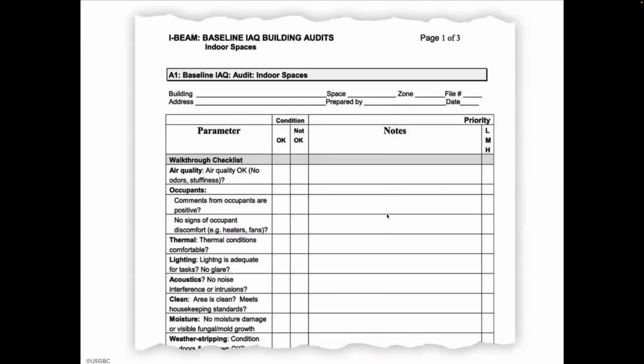All right, so again, this is a kind of a checklist. Is the air quality okay? No odors, no stuffiness. Are occupants talking about it, are they positive about it? What are the thermal conditions? Are they super hot, super cold, just right? Is lighting adequate? So again, you go through the whole thing for each space. So that's kind of cool. So this is the checklist you do.